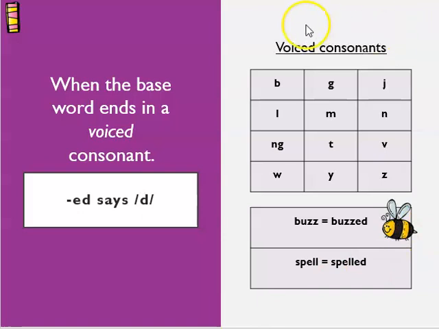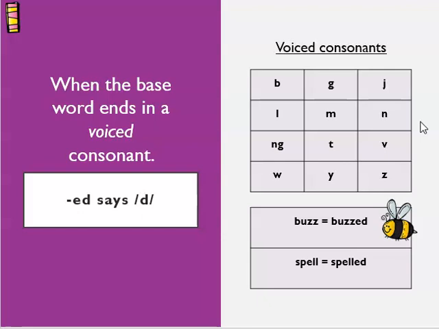So look at the voiced consonants over here on the right-hand side. What is a voiced consonant? That means the vibration in your vocal cords produces that sound. So you can take your hand and place it gently over your throat, on your neck, and you can feel when you say these sounds, you will feel the vibration in your vocal cords. Let's try it. The letter B says B. The letter G, G. The letter J, J.